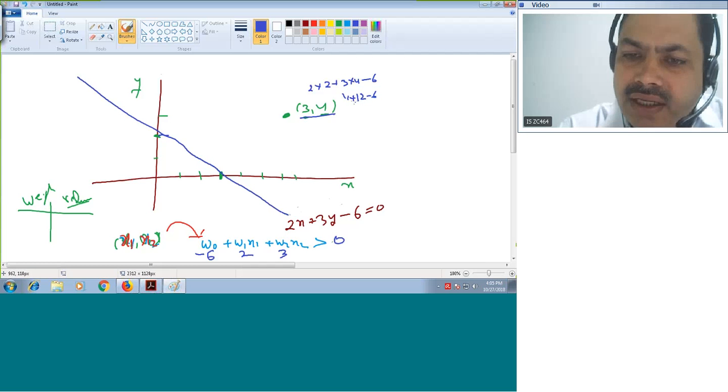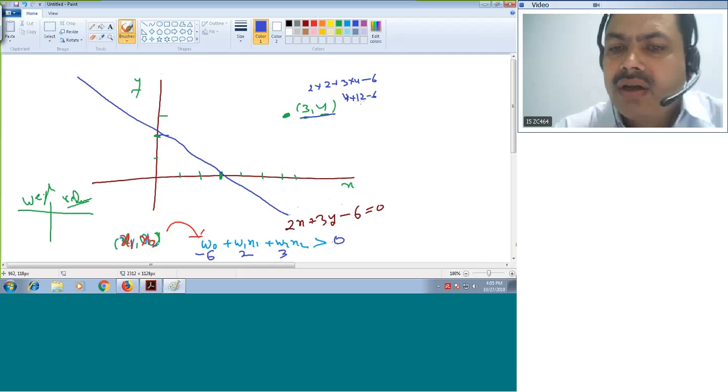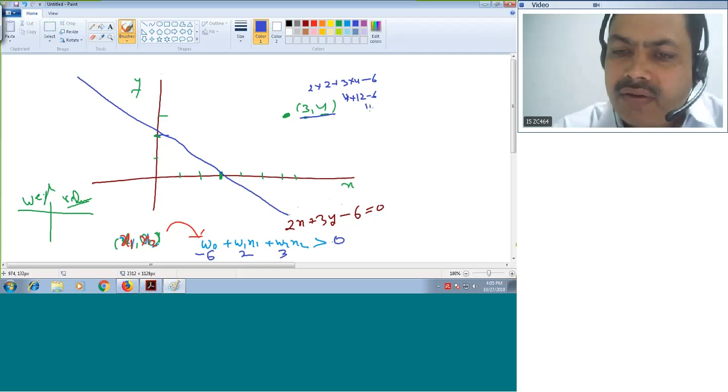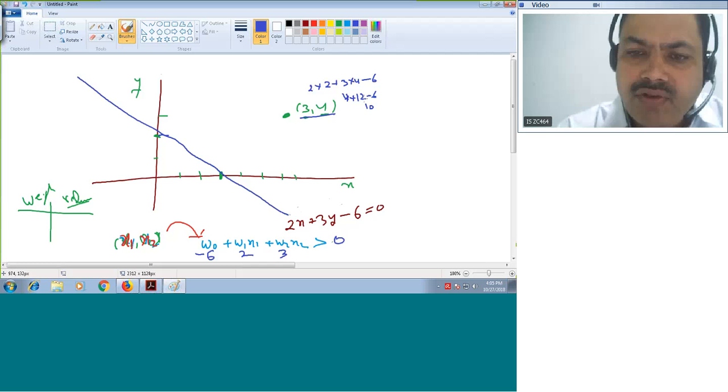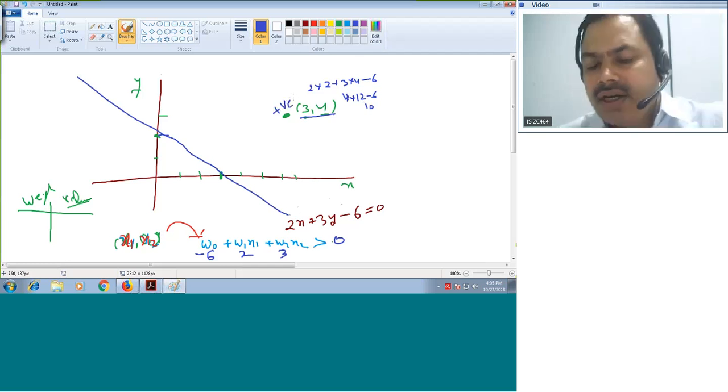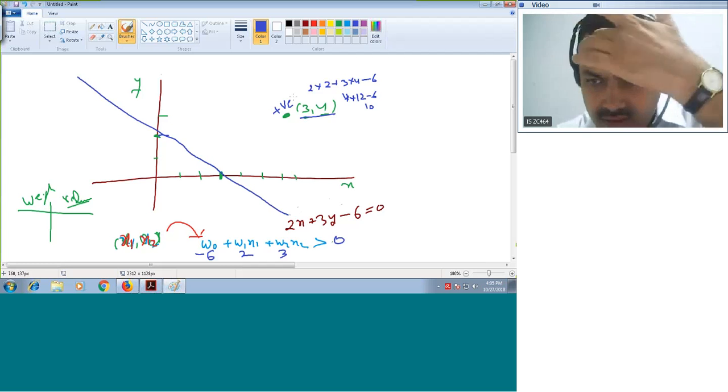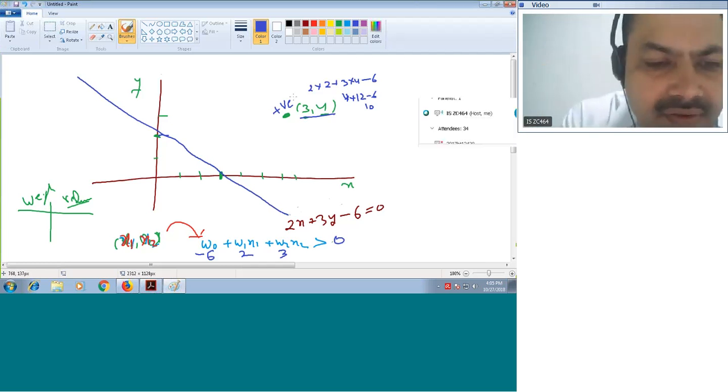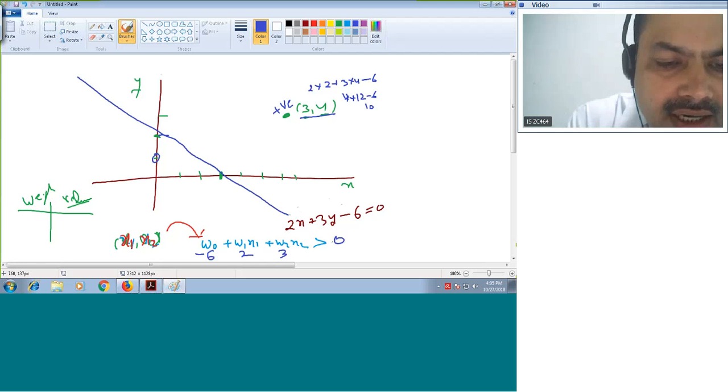4 plus 12 minus 6 comes out to be 10. Okay, and 10 is positive. Therefore, you say that this item is positive. You got this idea or not? That's clear.